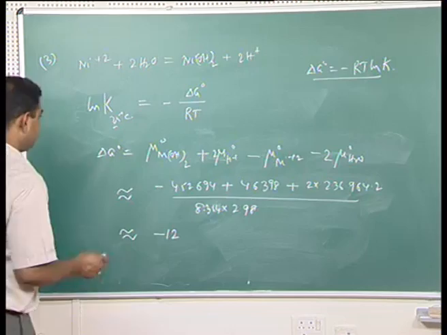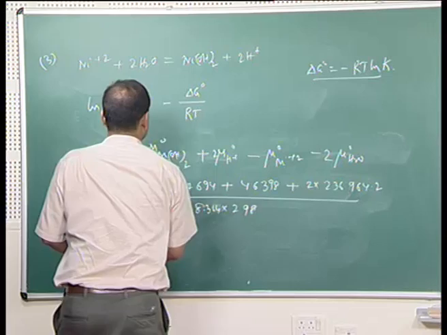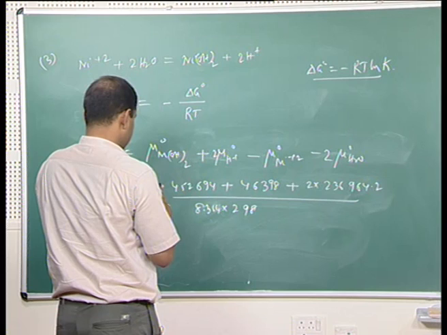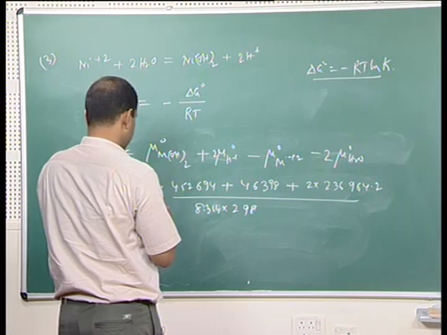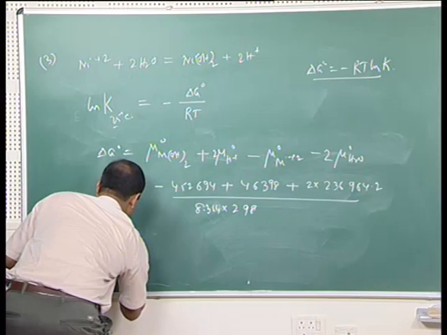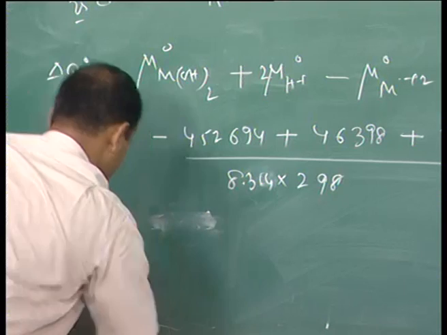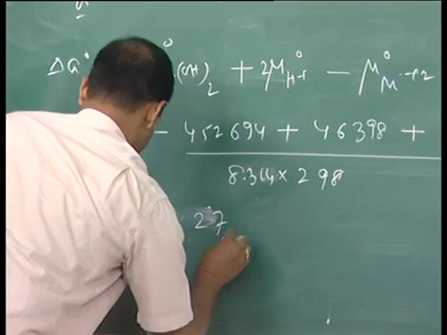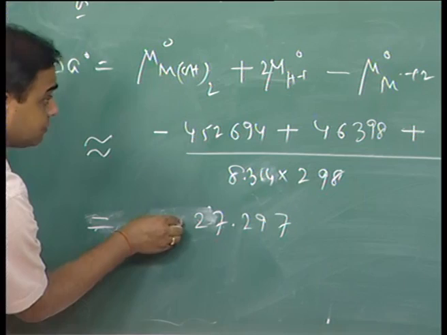Just a minute, let me calculate. So del G 0 would become 2 × 236964.2 plus 46398 minus 452694, equal to 6463. So let me divide it by 8.314 into 298, equal to 27.297. There would be a plus sign because this is becoming plus.